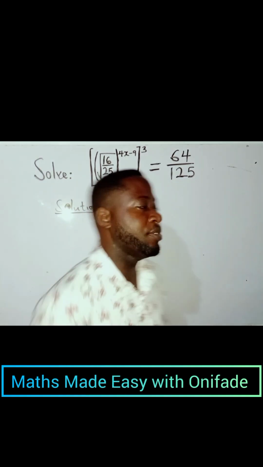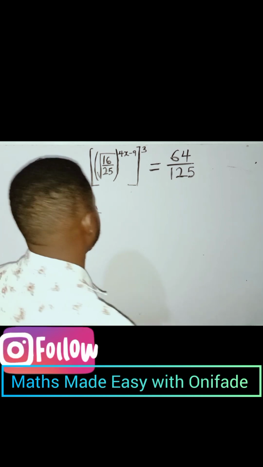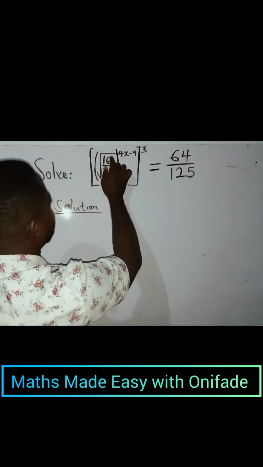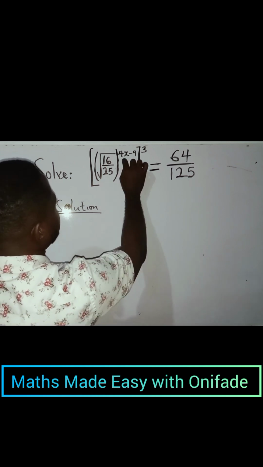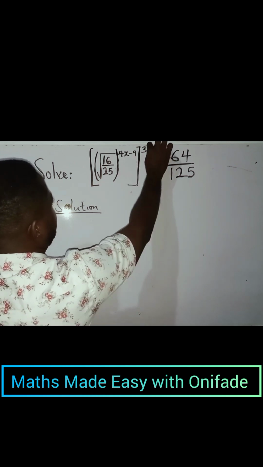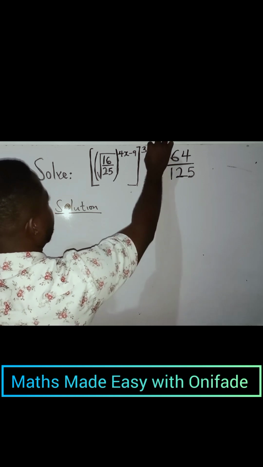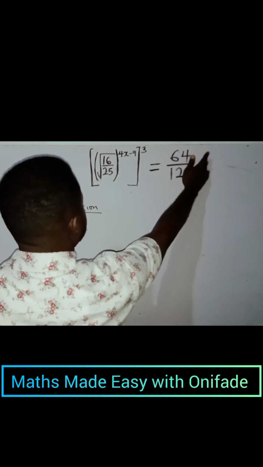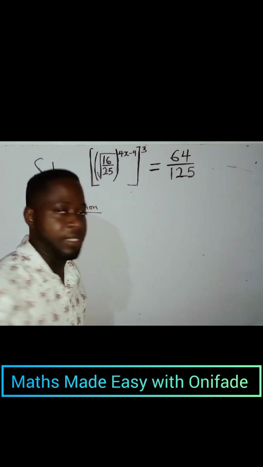In today's lesson, we want to solve this exponential equation. On the left-hand side, we have root 16 all over 25 raised to the power of 4x minus 9, and outside the brackets, we have another power of 3. On the right-hand side, I have 64 all over 125.